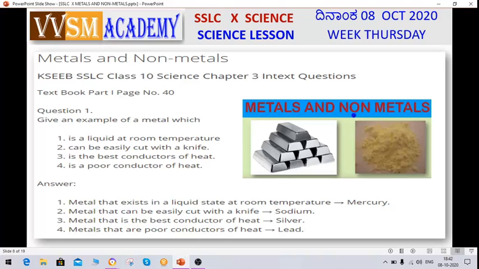The metal that exists in liquid state at room temperature is mercury. Mercury is a special type of liquid metal, so it is easily traceable and recognizable. The metal that can easily be cut with a knife is a soft metal, a very soft metal. Then, the best conductor of heat is silver. Silver is the best conductor of heat and electricity. A metal that is a poor conductor is lead, because lead is a very poor conductor, because of its low melting point.